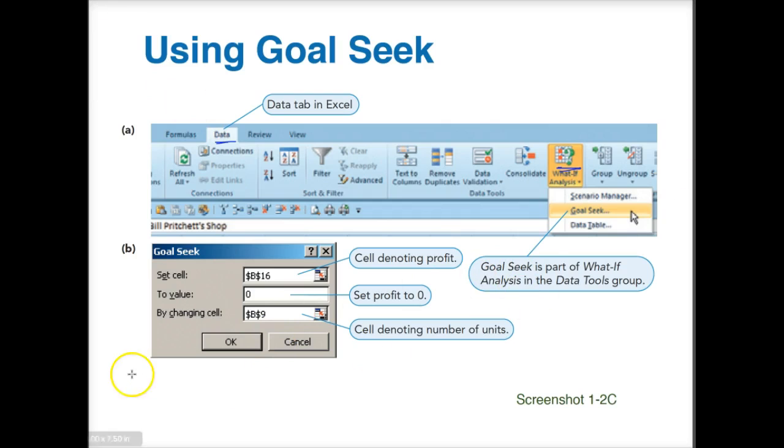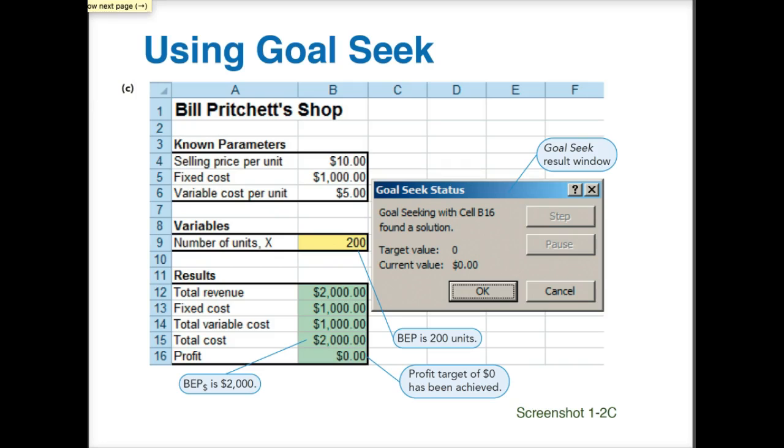So once we set that, the goal seeker is going to run the numbers and say, all right, we'll find out that particular value that's going to make your profit 0. And of course, we see that that ends up being 200 units. Okay, so at 200 units, we neither make money nor do we lose money, and that's what's called our break-even point.